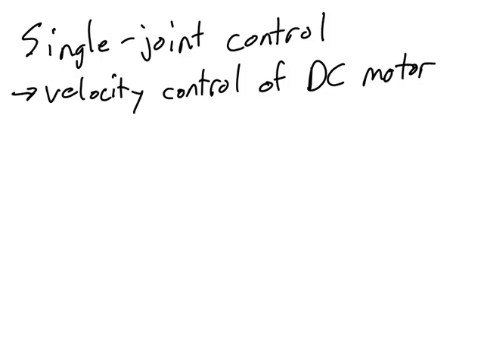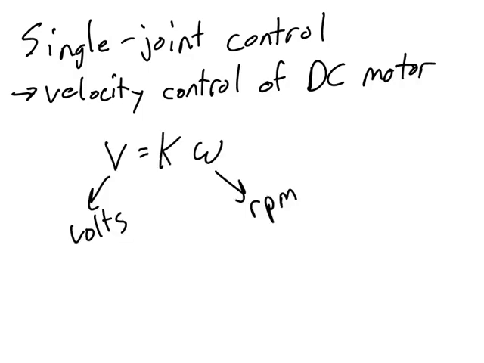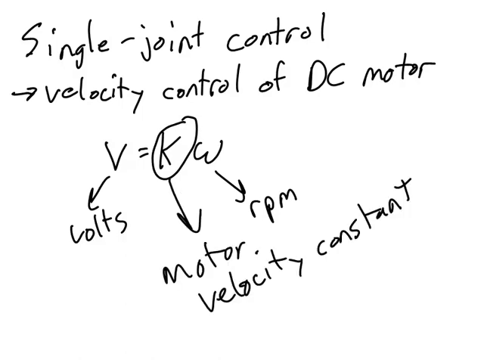In our last set of videos, we started looking at single joint control. Within single joint control, we learned about velocity control of a DC motor. We learned that we can control the rotational speed of a DC motor by changing the volts, and that this conversion is made by the motor velocity constant represented by K.